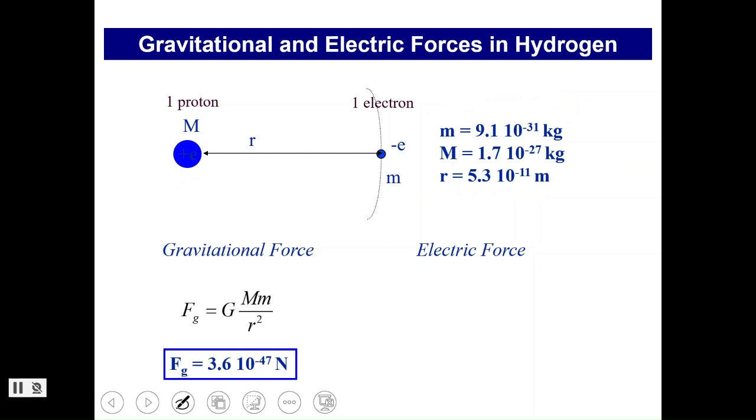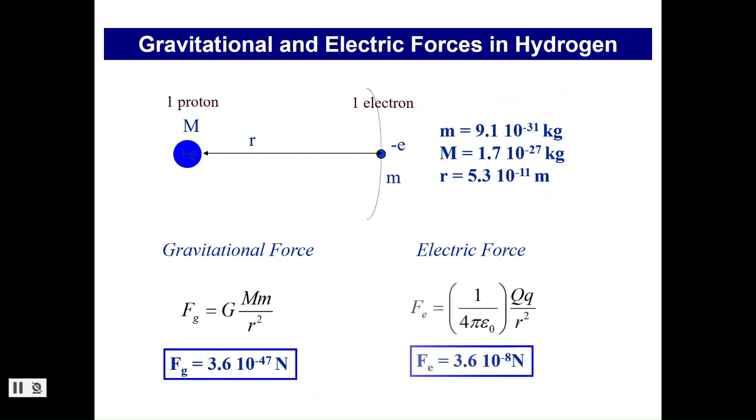So if we calculate that gravitational force, plug in all our values, you should get a gravitational force of 3.6 times 10 to the negative 47 newtons. That is very, very small. But we know that our charges are also very small, right? 10 to the negative 19 coulombs. But if you plug in the electric force, using this 1/(4 pi epsilon naught), which is the k, Coulomb's constant, we get 3.6 times 10 to the negative 8th newtons. That is huge compared to this itty bitty teeny gravitational force.